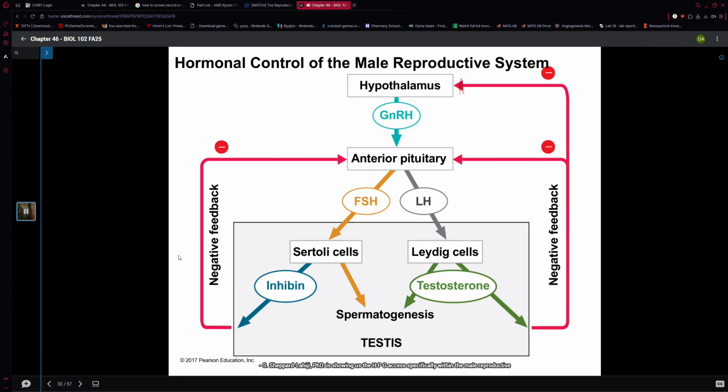But ultimately, this is showing us the HPG axis, specifically within the male reproductive system, and how the stimulation of these different components within the endocrine system helps to achieve spermatogenesis, which takes place within the testes and was discussed with respect to the anatomy in an earlier voice thread.